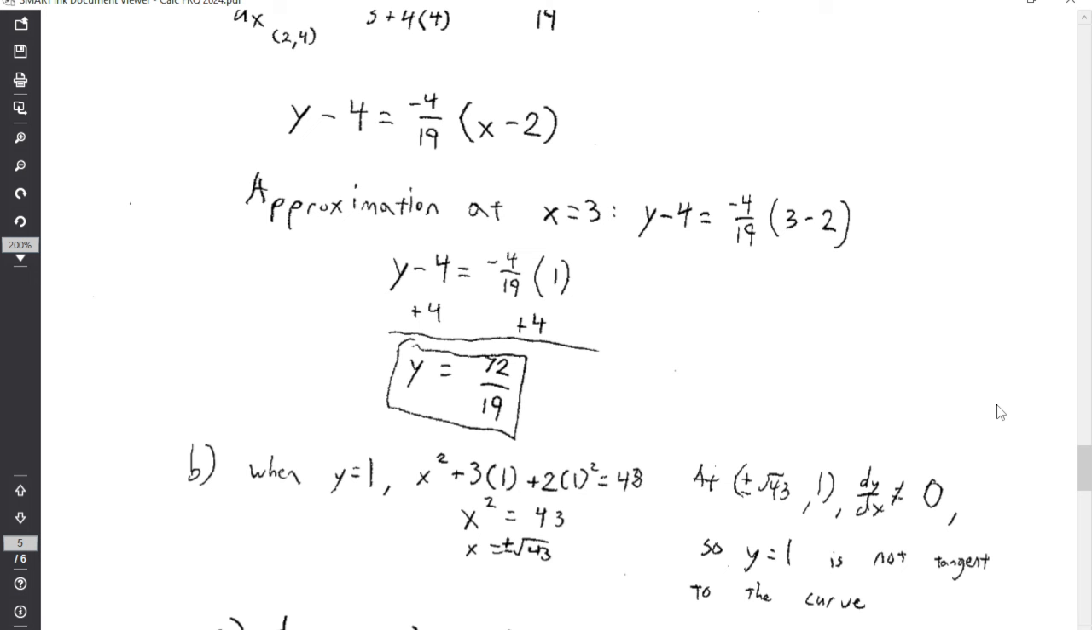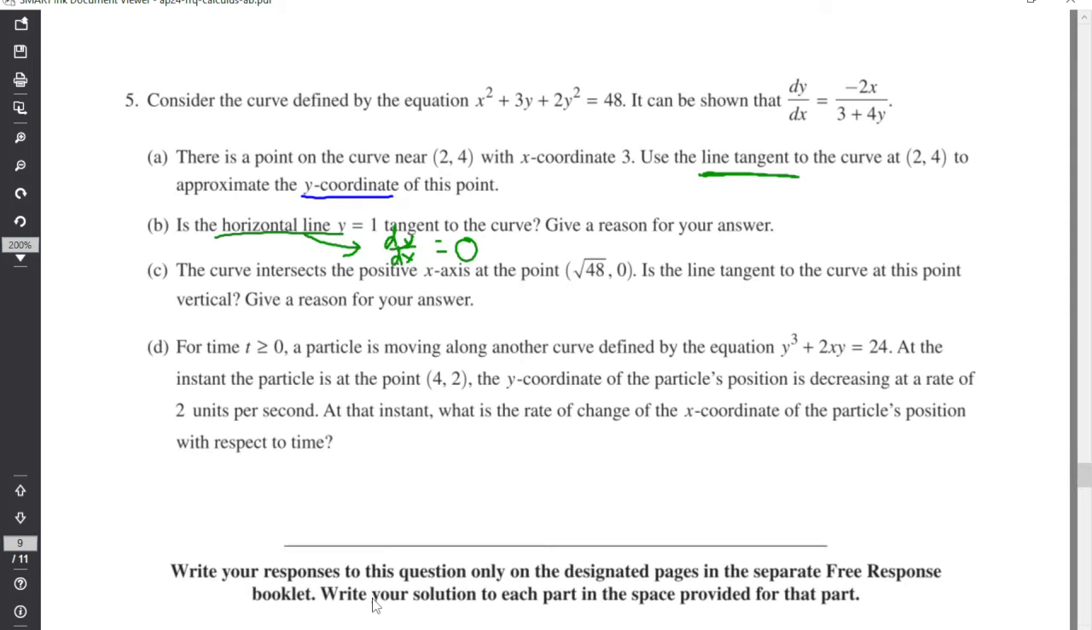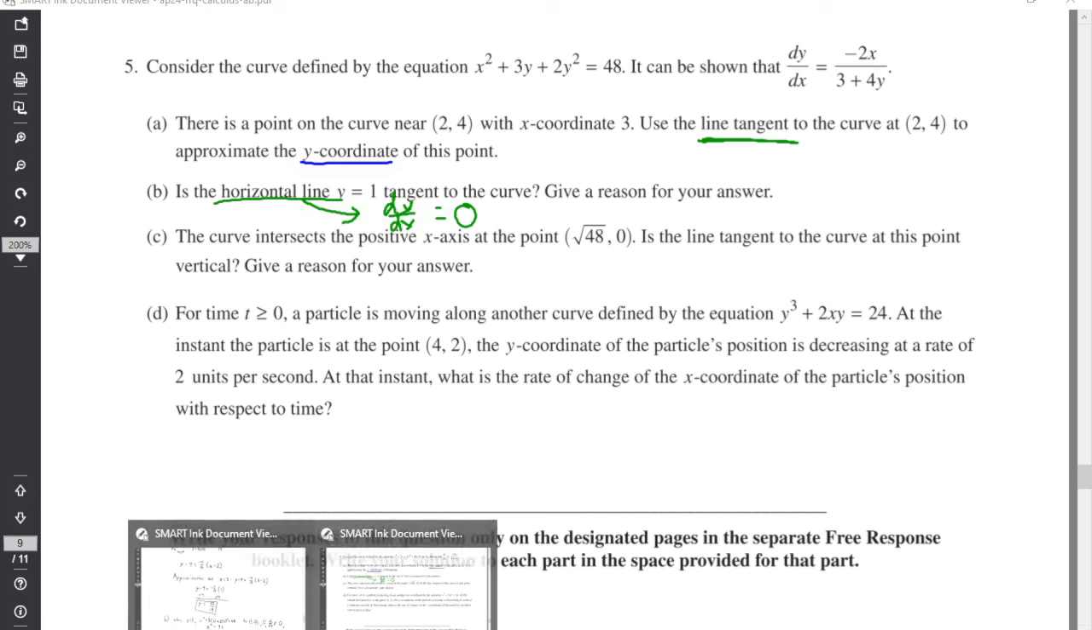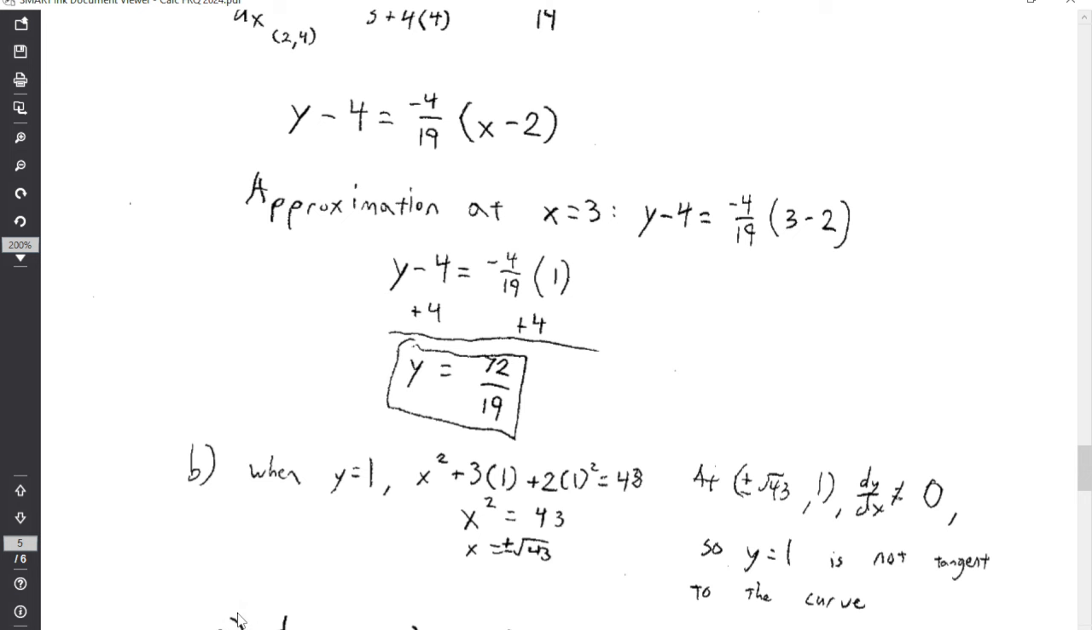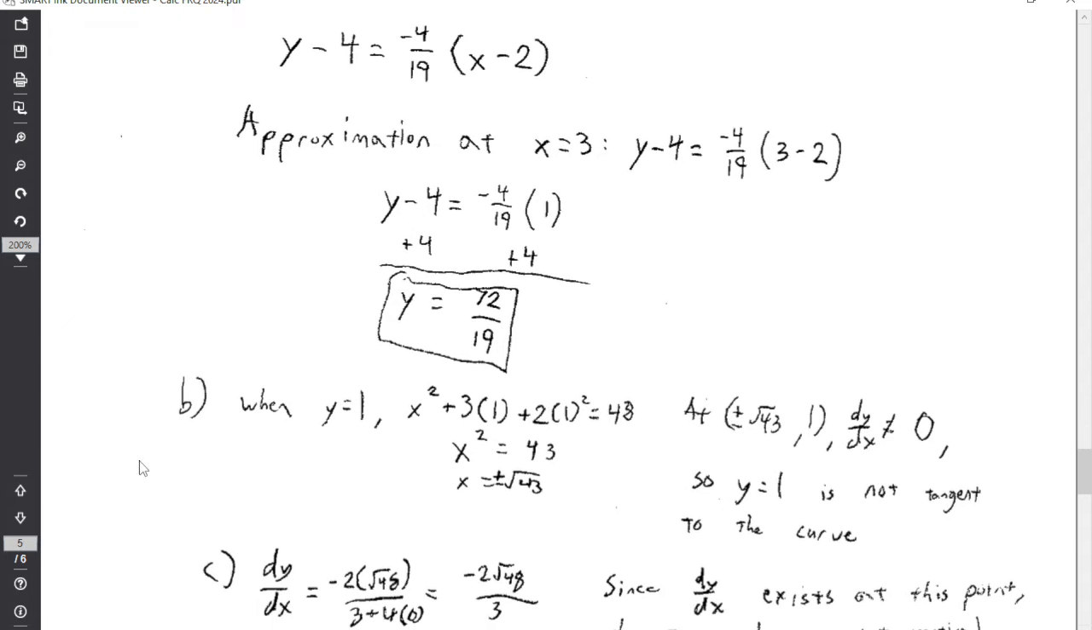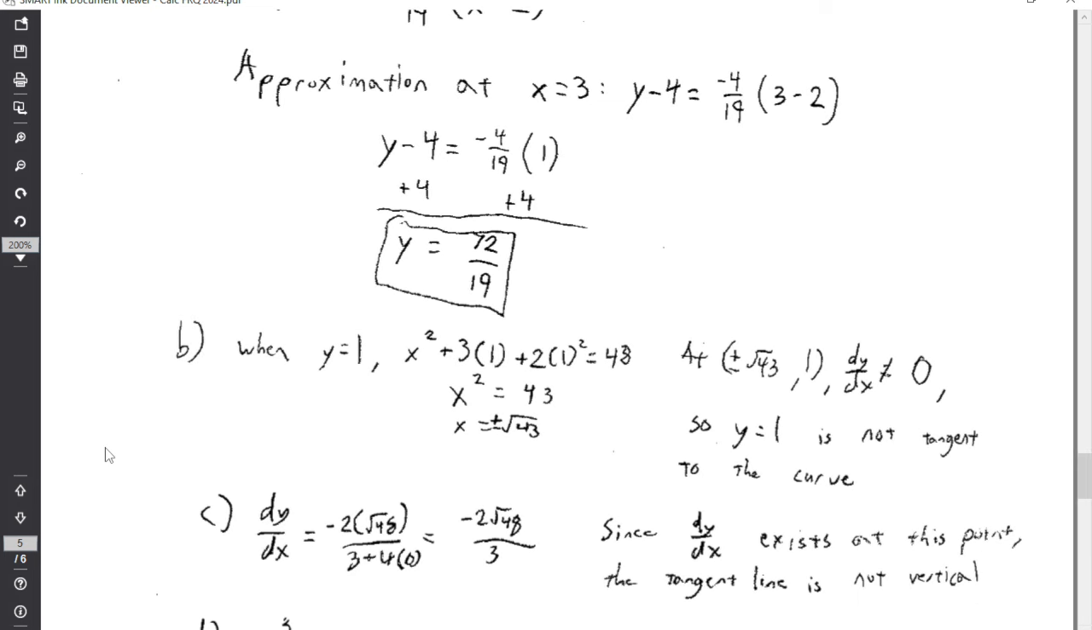Then part C asks a similar question, but a little bit easier. Because it asks, here's our point, is the tangent line vertical? Now, we have a vertical tangent line when the derivative doesn't exist. So we're looking for, when I plug in this point, does the derivative not exist? And we find negative 2 root 48 over 3. That's messy, but it's not, does not exist. We don't have something over 0. So dy/dx exists, therefore the tangent line is not vertical.